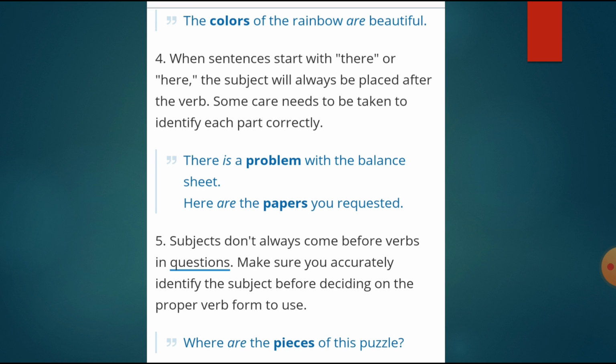Rule number 5. Subjects do not always come before verbs in question. Make sure you accurately identify the subject before deciding on the proper verb form to use. Where are the pieces of this puzzle? Here once again you can see that we are concerned about the pieces and not this puzzle. So definitely we will have to put are because the pieces are plural.